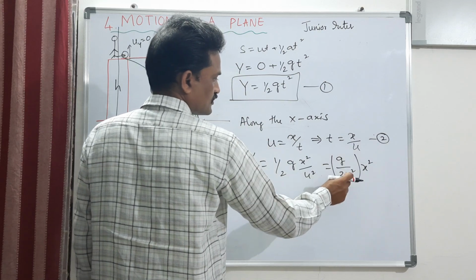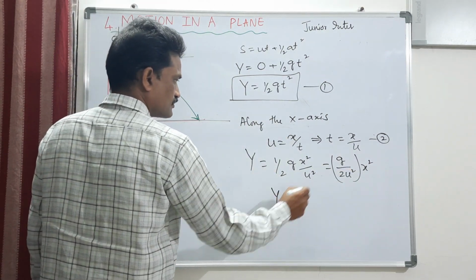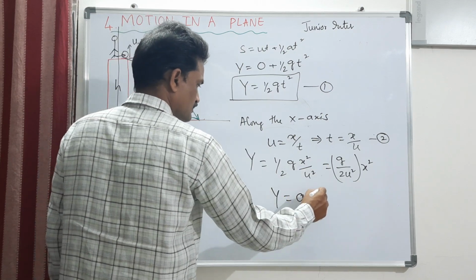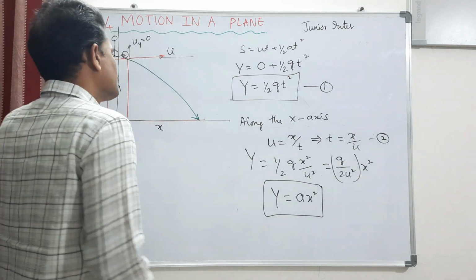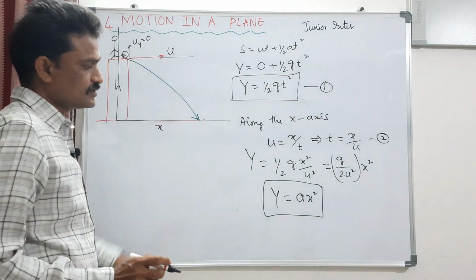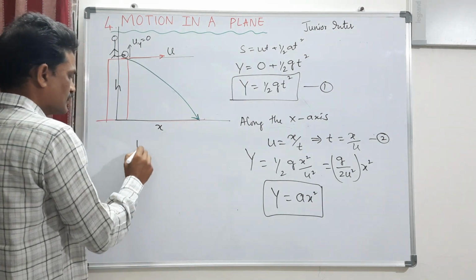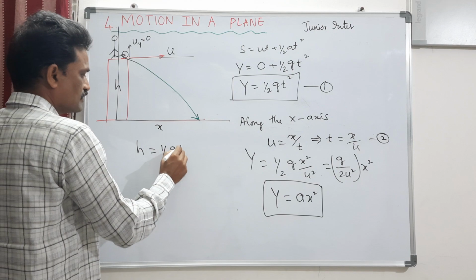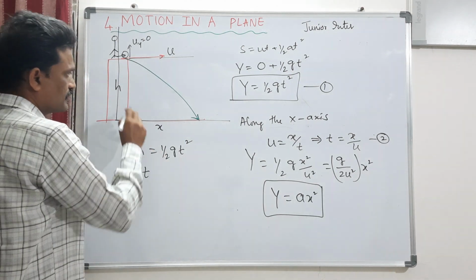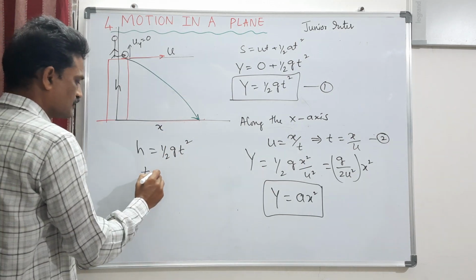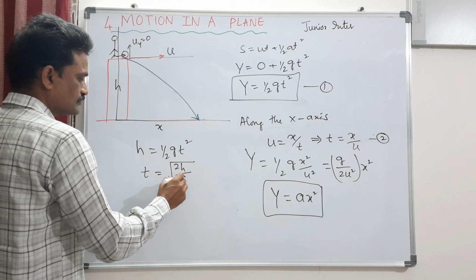So g is a constant, u is constant, 2 is also a constant. So I can write y is equal to some constant a into x square. Once again, this indicates the equation of a parabola. So the path followed is also a parabola. Instead of y, I can put h. So I can write h is equal to half gt square. From this, I can write the expression for time, the time taken by the object to reach the ground, which is equal to under root 2h by g.